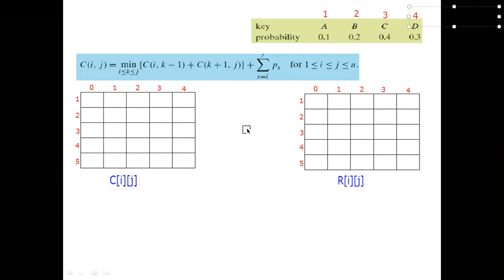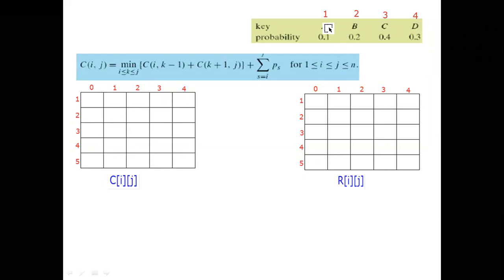Next step is you have to construct two multi-dimensional arrays, or simply two tables. One table we will call C of ij, another table we will call R of ij. R is showing the root. While solving it, you will understand why it is called root. Now, how many rows should be there? How many columns should be there?